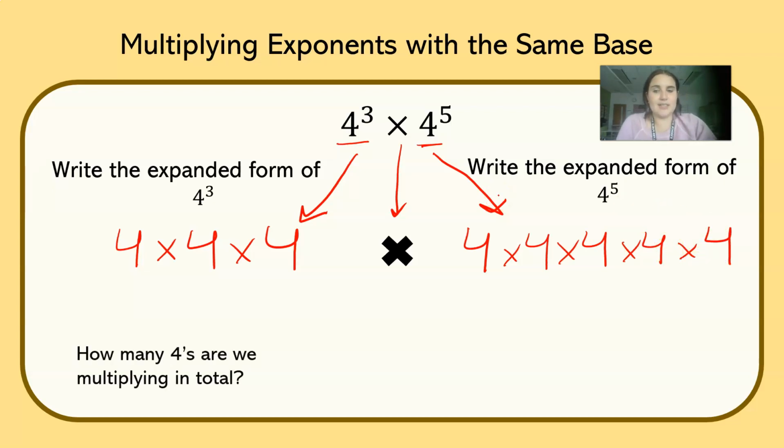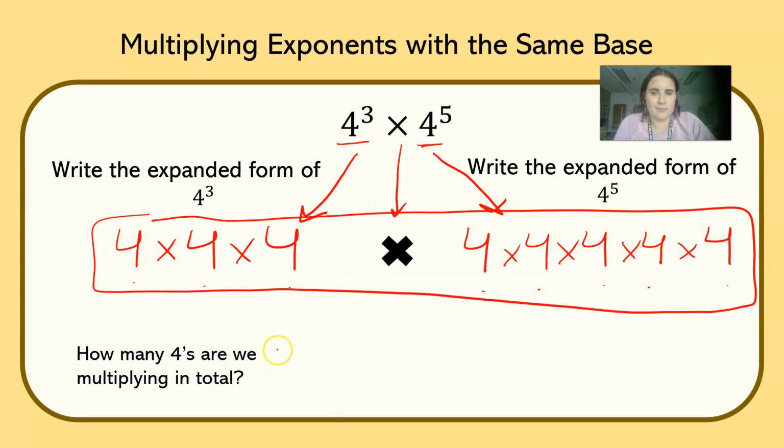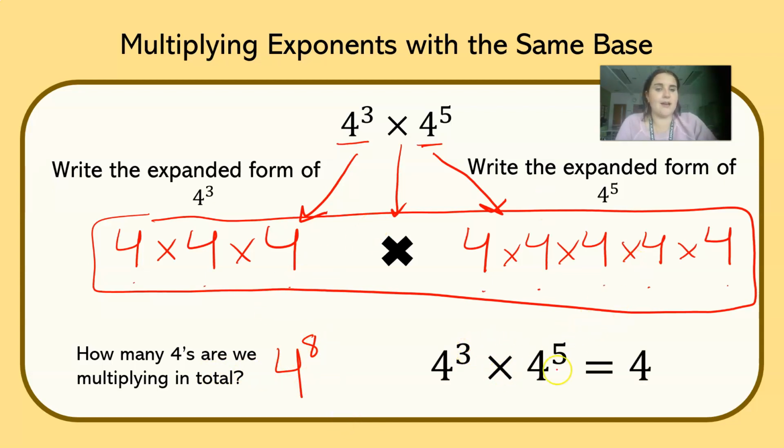Now let's see how many 4s we are multiplying in total. I have 1, 2, 3, 4, 5, 6, 7, 8. So all together I'm multiplying the number 4 eight times. So it's 4 to the 8th power. So 4 to the third times 4 to the fifth equals 4 to the 8th, because all together I have 8. We're going to see that when we multiply exponents that have the same base, we add the exponents together. 3 plus 5 is 8.